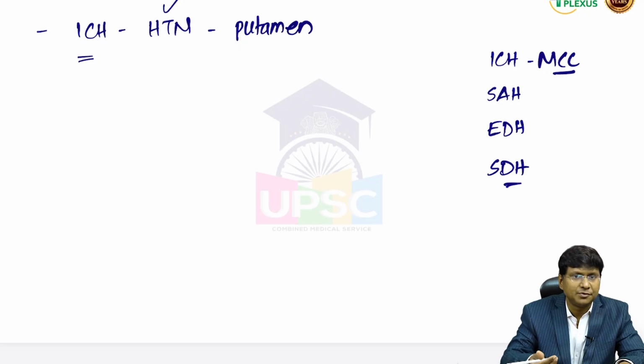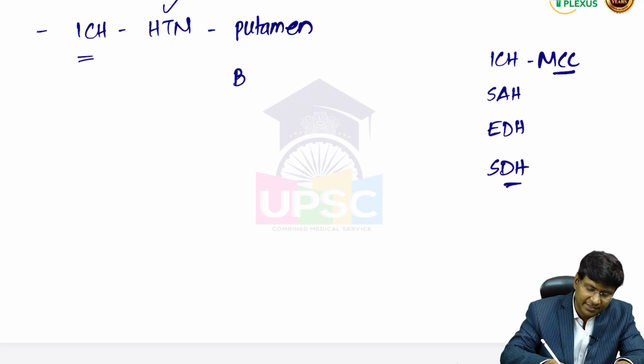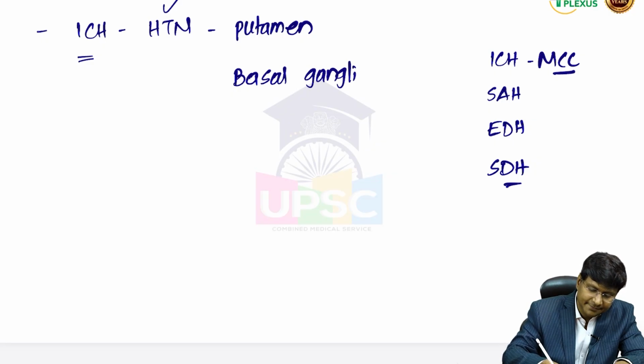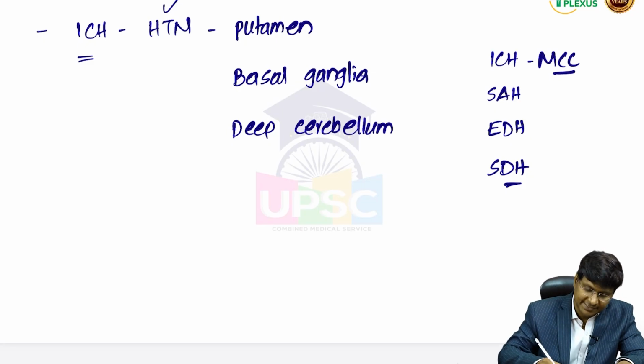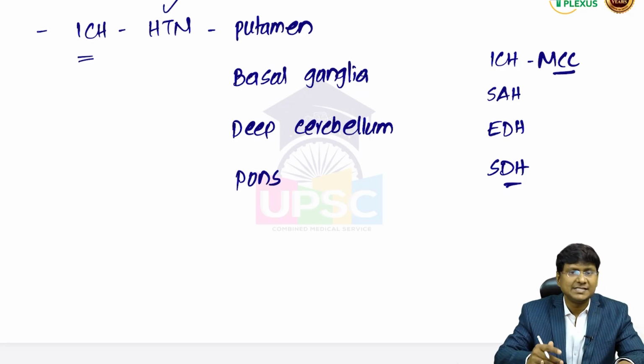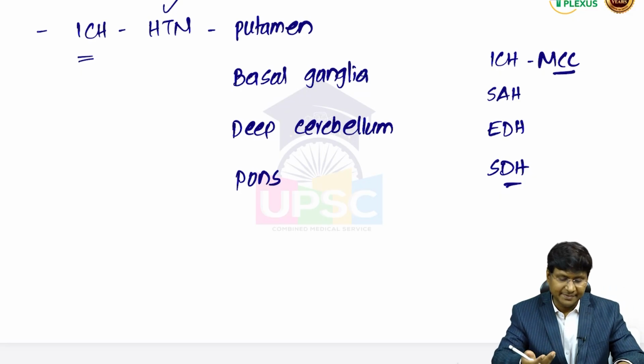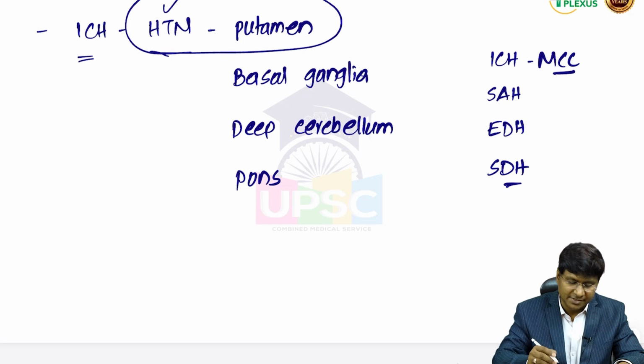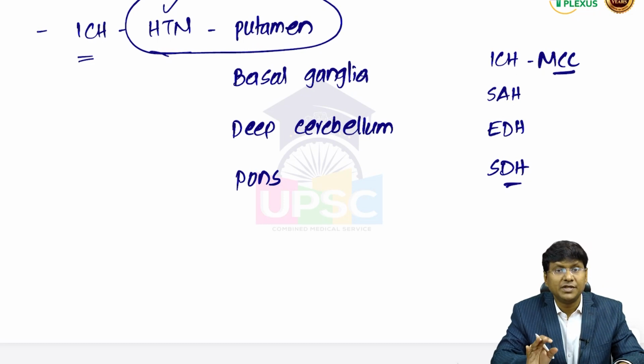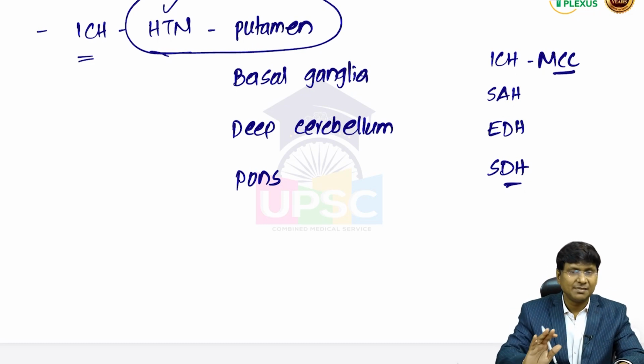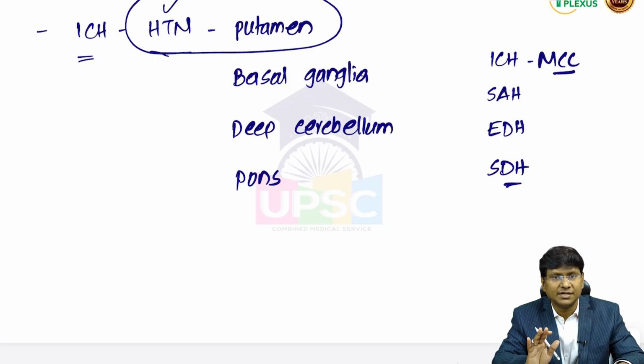And then followed by the putamen, the other sites where there can be the intracerebral bleed, that can be within the basal ganglia, then followed by that in the deeper part of the cerebellum, right? Then followed by that pons. So these are the other sites where there can be the hypertensive hemorrhage, but the most common site for the hypertensive hemorrhage will be within the putamen, right? So this is about the various etiologies that will be causing the stroke.